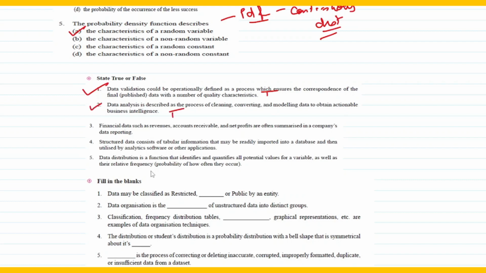Financial data such as revenues, accounts receivables, and net profits are often summarized in a company's data reporting. Yes, that is again true. Structured data consists of tabular information that may be readily imported into a database and then utilized by analytics software or other applications. Yes, that is again true. And finally, data distribution is a function that identifies and quantifies all potential values for a variable as well as their relative frequency, the probability of how often they occur. Again, this is true, right?